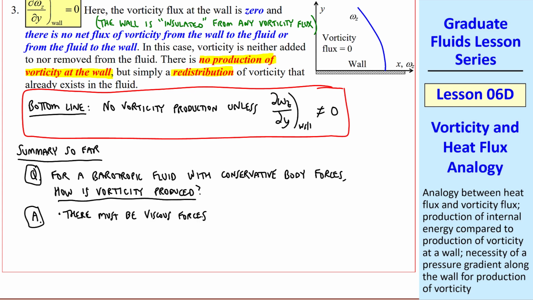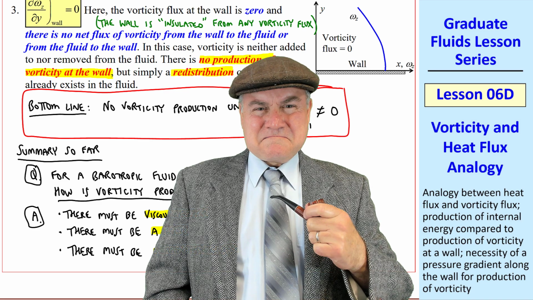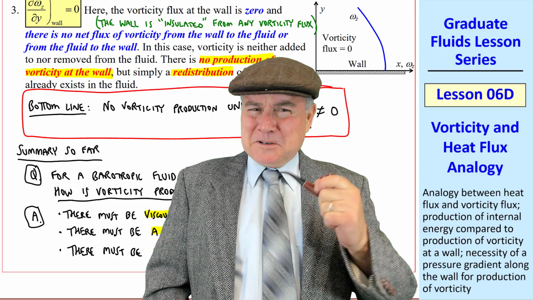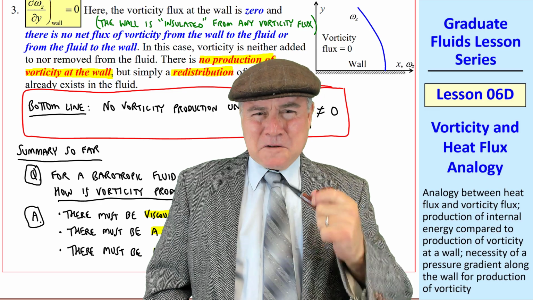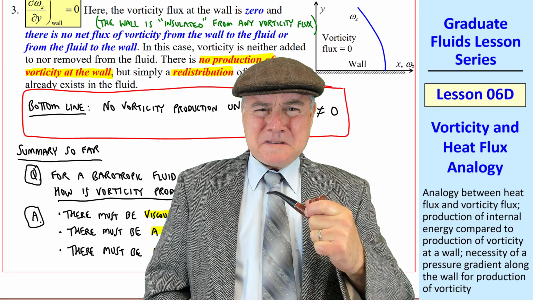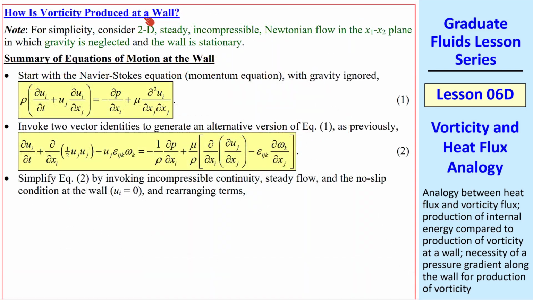The answer is that there must be viscous forces, there must be a wall, and there must be a vorticity gradient at the wall. We can have no vorticity production unless all three of these criteria are met. "Yeah, you keep giving us all these criteria, but you still haven't explained how vorticity gets into the fluid." Yes, you're right, Professor Skeptic, but be patient. I'm getting there. To finally answer our question, we're going to have to look at the equations.